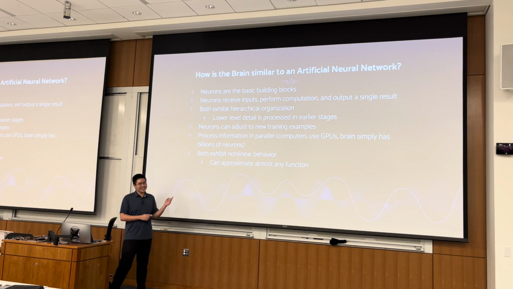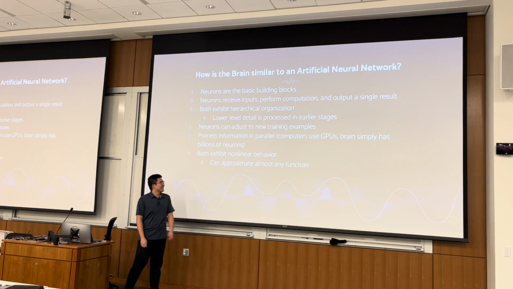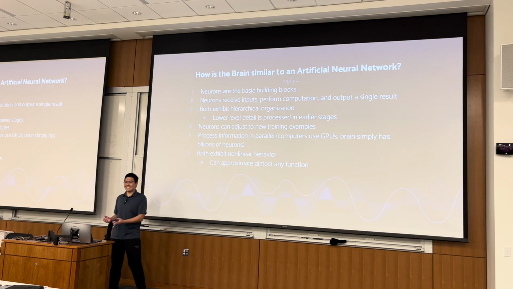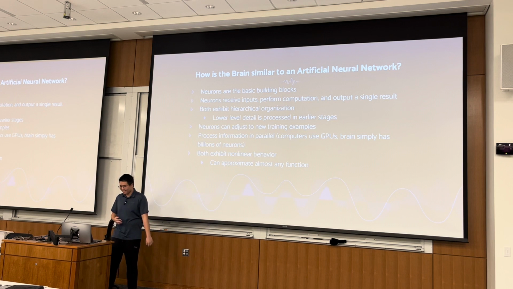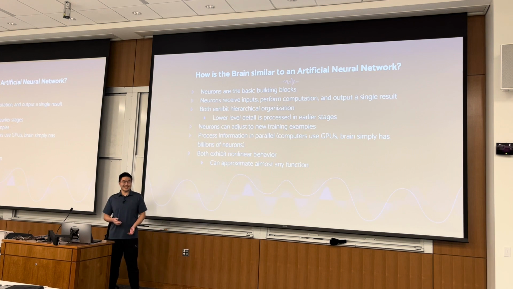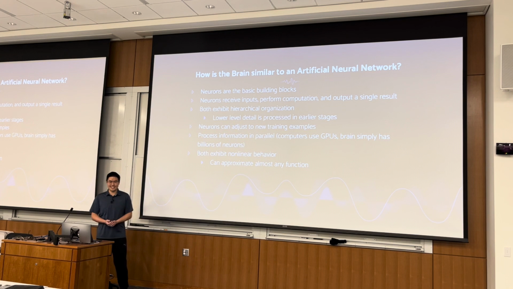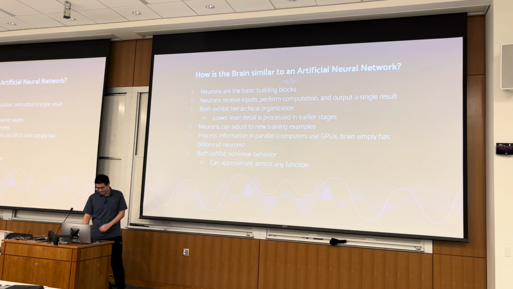We also process information in parallel. So in computers, it's really difficult to train a neural network without a GPU. And the brain, well, all the neurons just work independently pretty much, so they can all process at the same time. And they also both exhibit non-linear behavior. This is why you can approximate pretty much any function, not just a linear function. So you can use a neural network for many, many tasks.